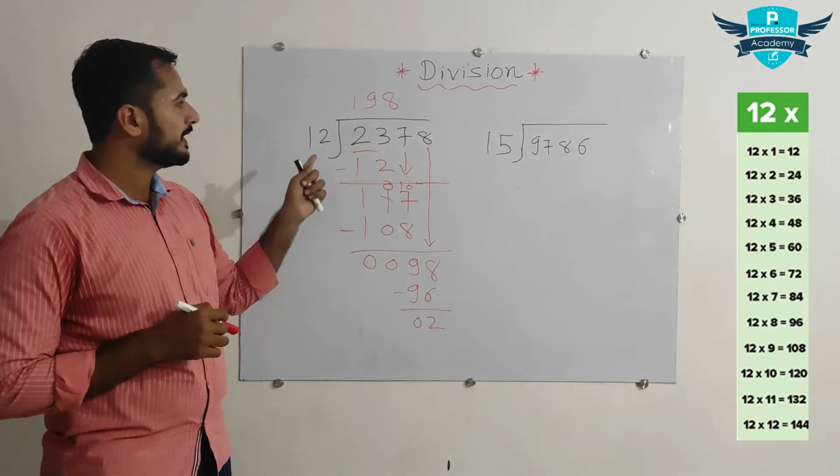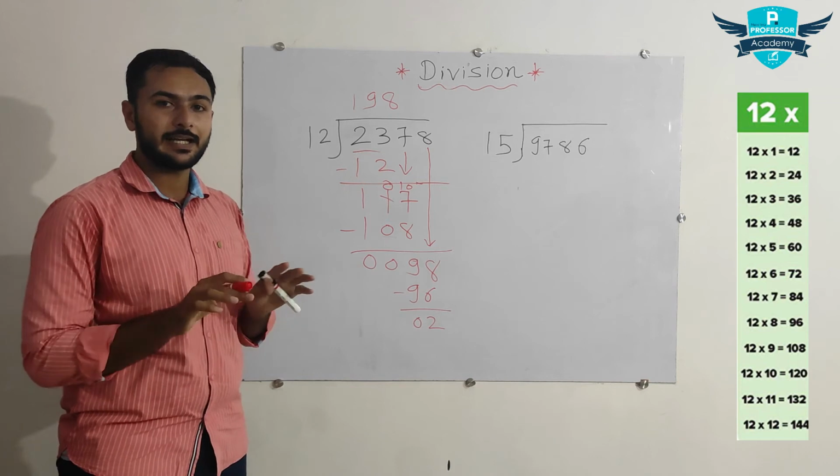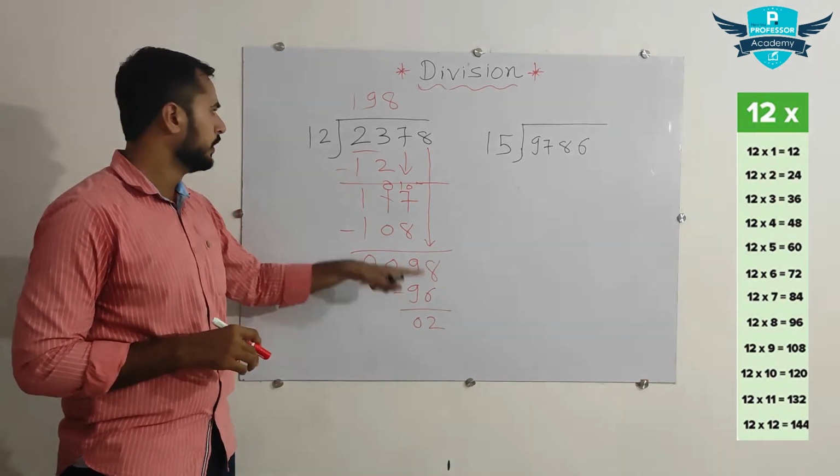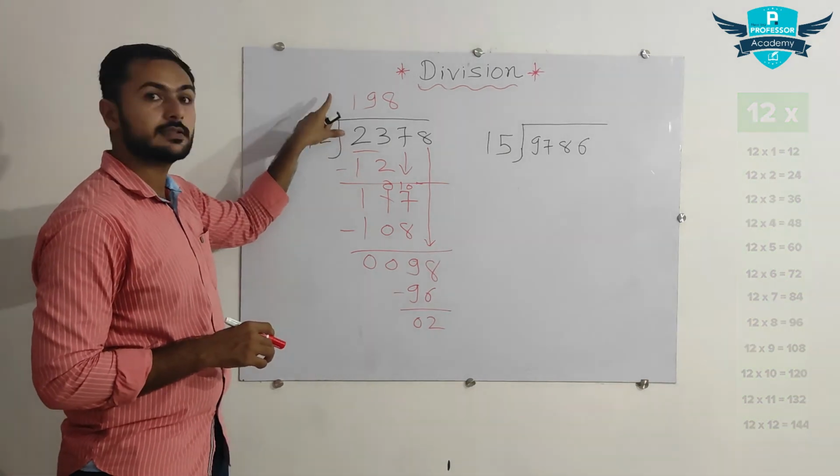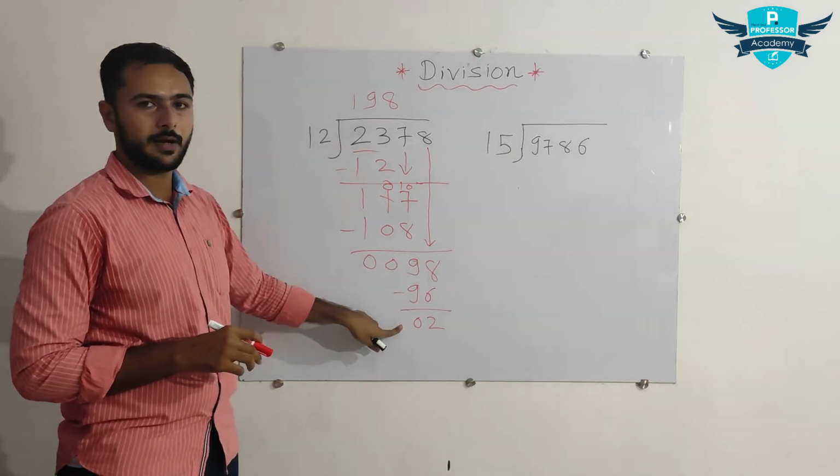Now is any number left in the dividend? No. It means our calculation is over. Now 2 is also smaller than 12. So this is the divisor, quotient, dividend and remainder.